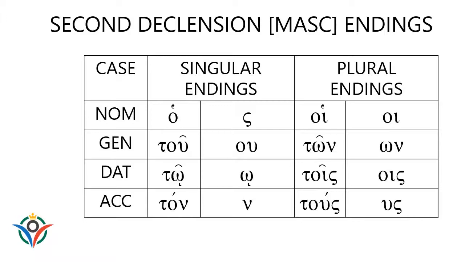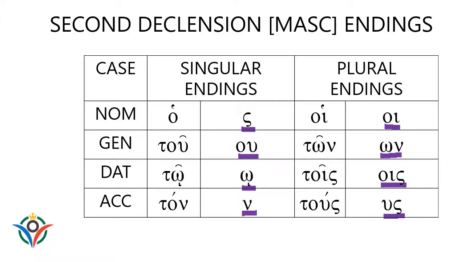So let's go through these true endings together. The nominative singular is the sigma. The genitive singular is omicron upsilon. Dative singular is the omega with the iota subscript. The accusative singular is the nu. Nominative plural is omicron iota. Genitive plural, omega nu. Dative plural, omicron iota sigma. And then the accusative plural is upsilon sigma.